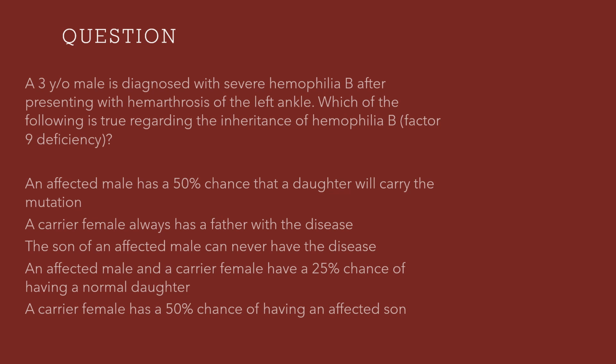Answer choice D, an affected male and a carrier female have a 25% chance of having a normal daughter. So you have an affected male, he has X hemophilia B and Y, and then the mom has X hemophilia B X, and then they're passing it down to the daughter. The daughter cannot be normal. She will at least be a carrier because of the affected male giving his X chromosome to the daughter.